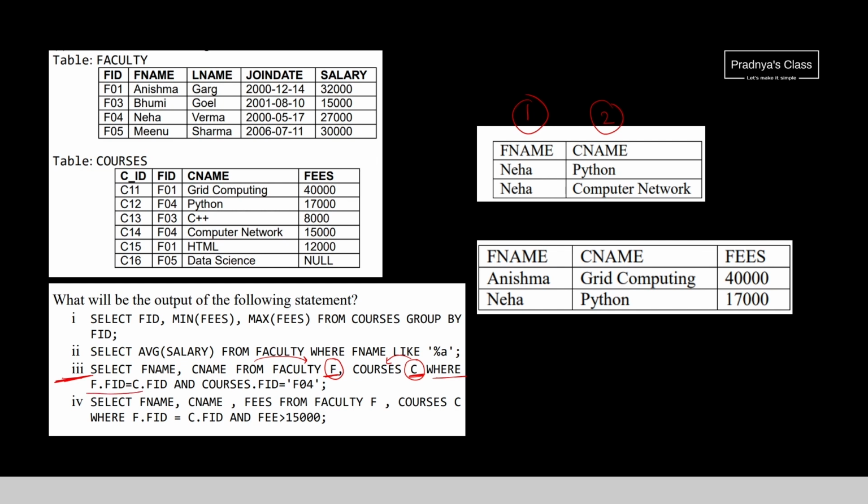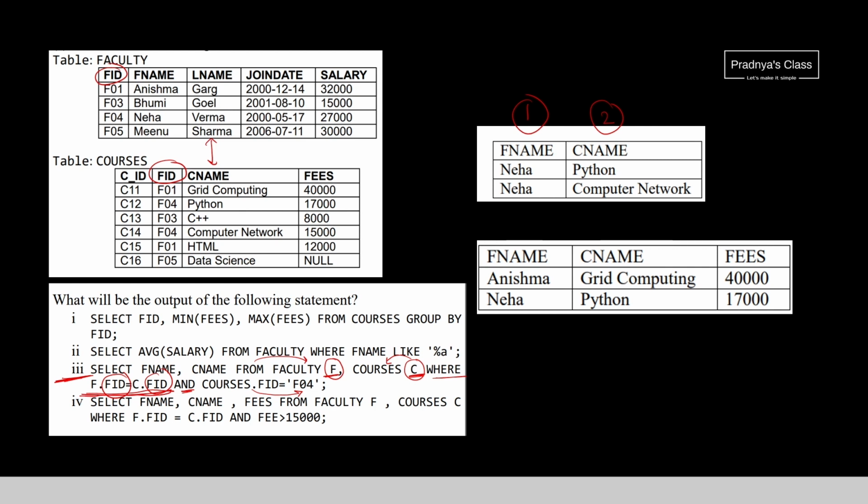This is the first statement which is used to combine or join two tables in which we take the common column. You can see here FID is the common column and with the AND operator we will mention the required condition. Courses.fid should be F04. We could have written here C.fid but that's not a problem. We understood what we want.